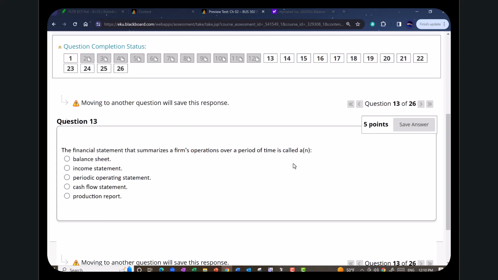So what is this? When you do your operations, what happens? You make money or lose money. So that's the income stream.